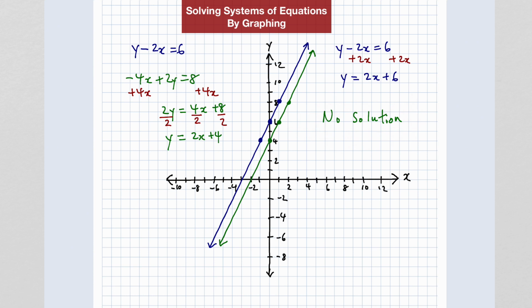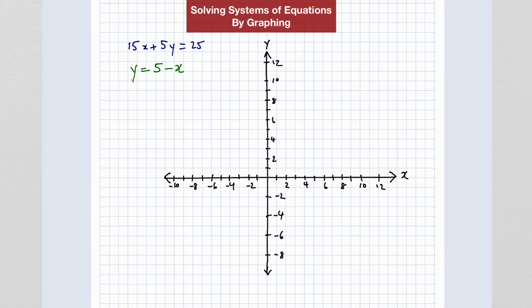Okay, now let's move on to the third and last example. Here we have two more equations. One is 15x plus 5y is equal to 25, and the other is y equals 5 minus 3x. This equation is not in slope-intercept form, so we're going to go ahead and move some numbers around so that it is in that form. So I'm going to go ahead and write it to the right side of the graph.